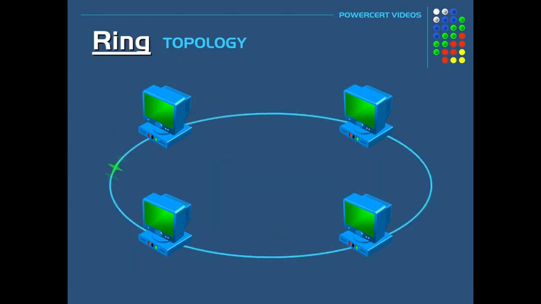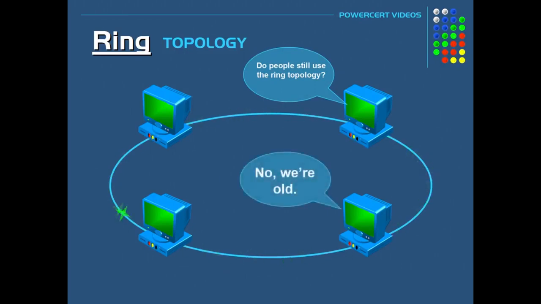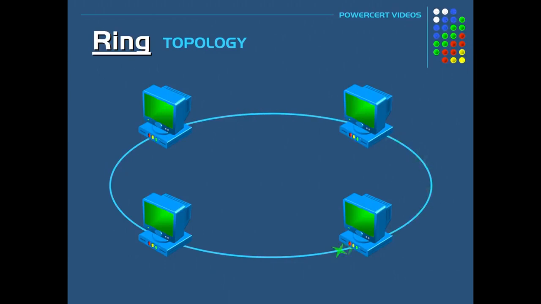Another type of topology is called ring. The ring topology is a type of network configuration where each computer is connected to each other in the shape of a closed loop or ring. So every computer on this ring has exactly two neighbors for communication purposes. Each data packet is sent around the ring until it reaches its final destination. This kind of topology is very old and rarely used today.